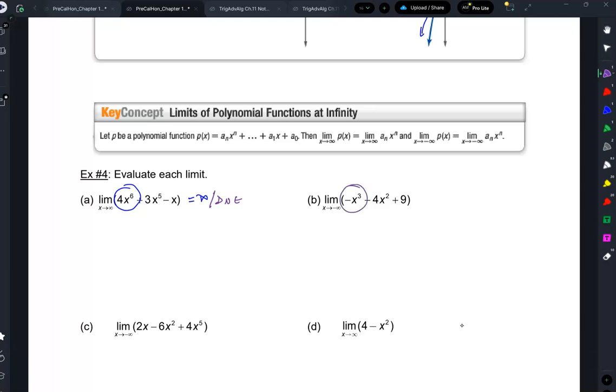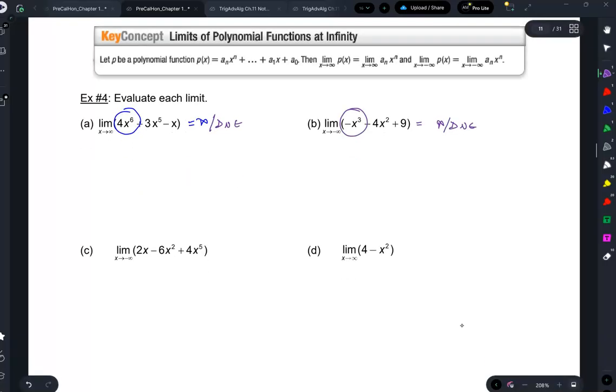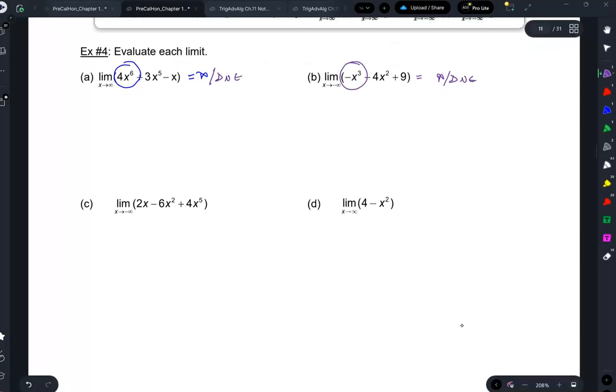Negative. Okay, so this one. What do you think? Negative or positive? No, you don't have to put the positive. I started writing negative and then I made it a positive. Okay, what about this one? Oh, yeah, that one. Negative infinity.